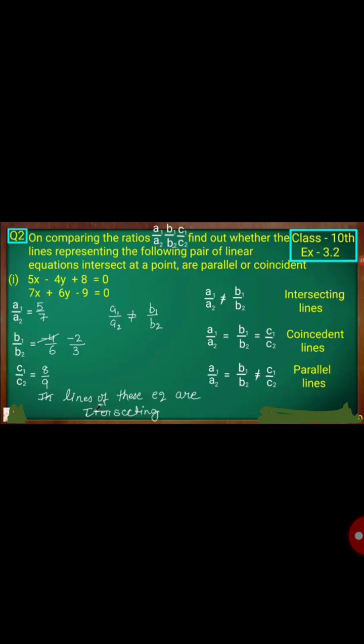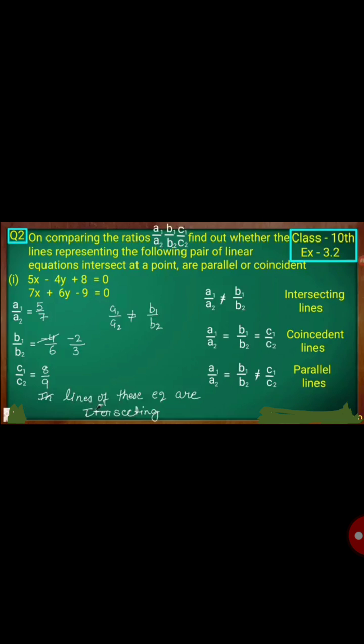When you draw two lines from this pair of linear equations on the graph, you will see one line coincides with the other line, meaning all points of one line lie on the second line. In the third case, a1 upon a2 is equal to b1 upon b2 but does not equal c1 upon c2. In this case, when you draw the pair of linear equations on the graph paper, parallel lines are formed. So accordingly, we have to assess in the first part which type of line will be formed when we represent the given pair of linear equations on the graph paper.